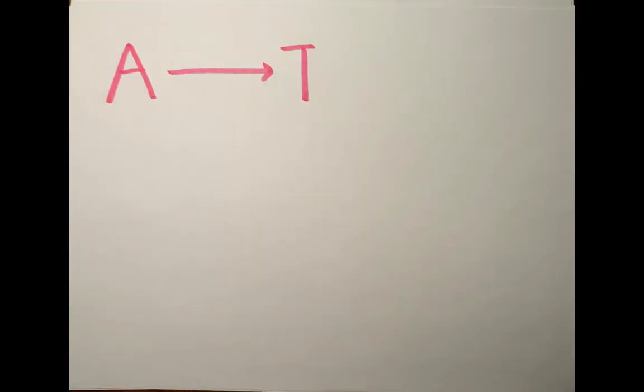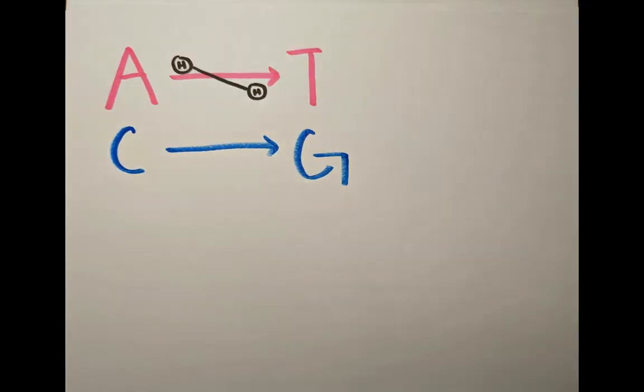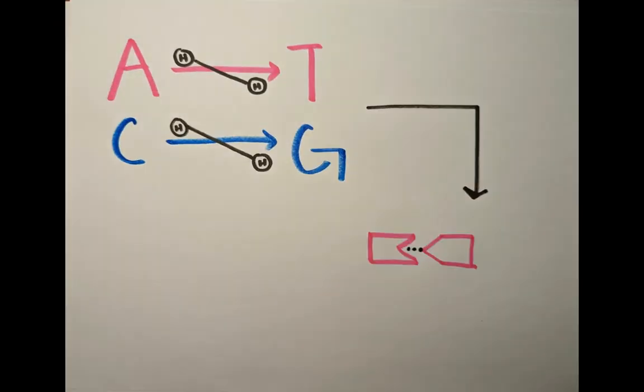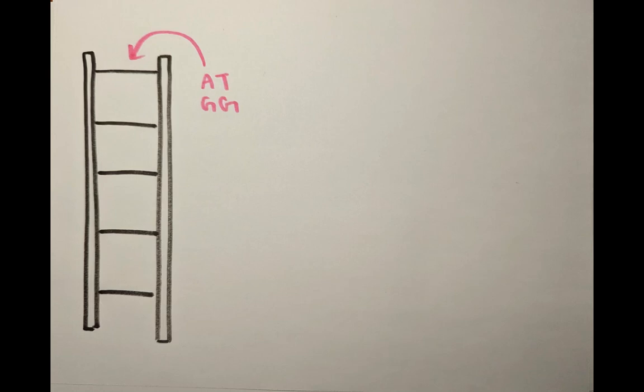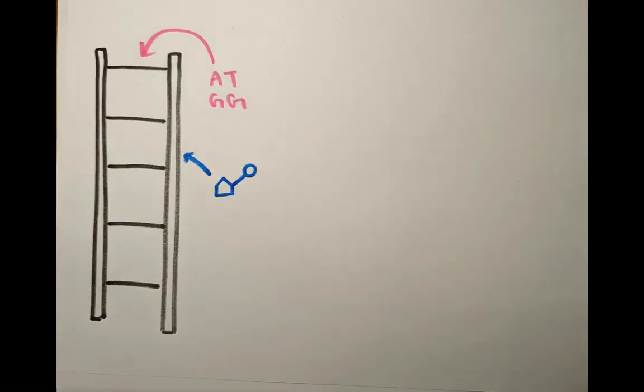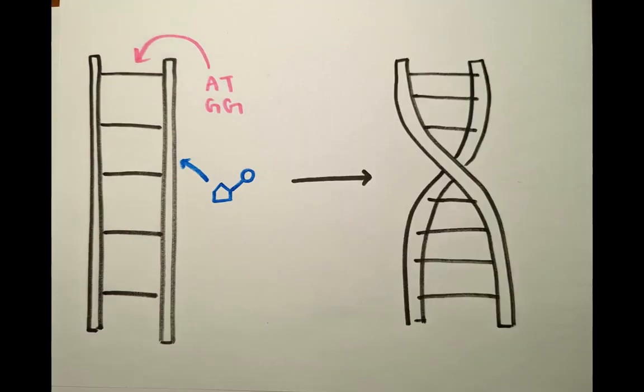But the DNA bases don't work alone. Adenine binds to thymine, and cytosine binds to guanine with hydrogen bonds. Now, each of these bases is also paired to a sugar molecule and a phosphate molecule. You can think of the structure of DNA like a ladder. The base pairs are the rungs, while the sugar and phosphate molecules form the side pieces. And when you twist the entire structure, it forms what we know as the DNA double helix.